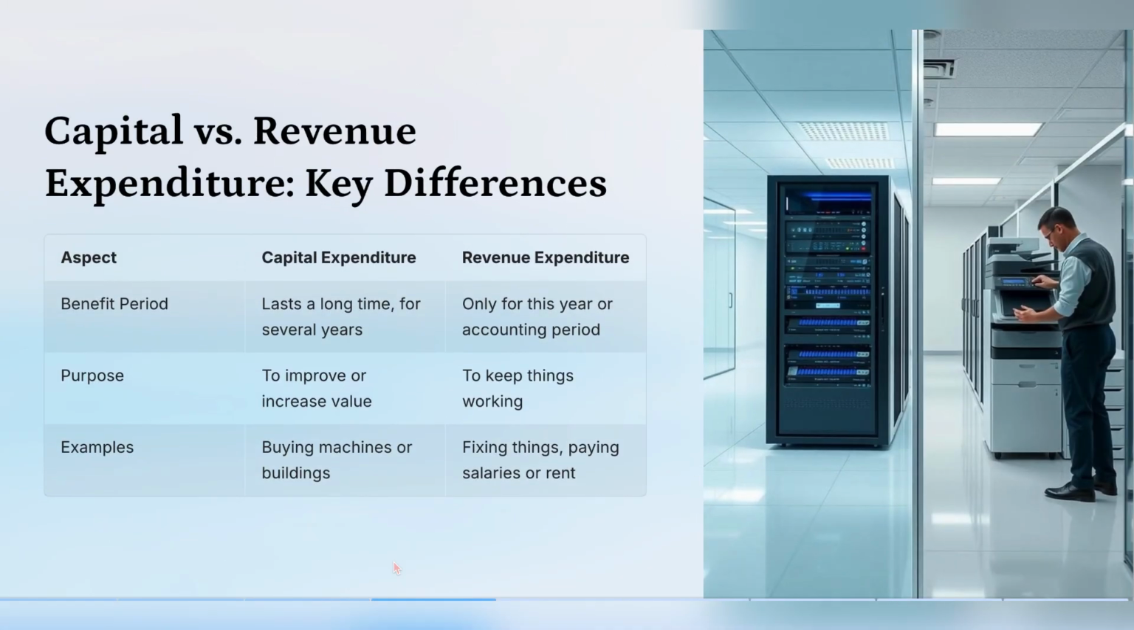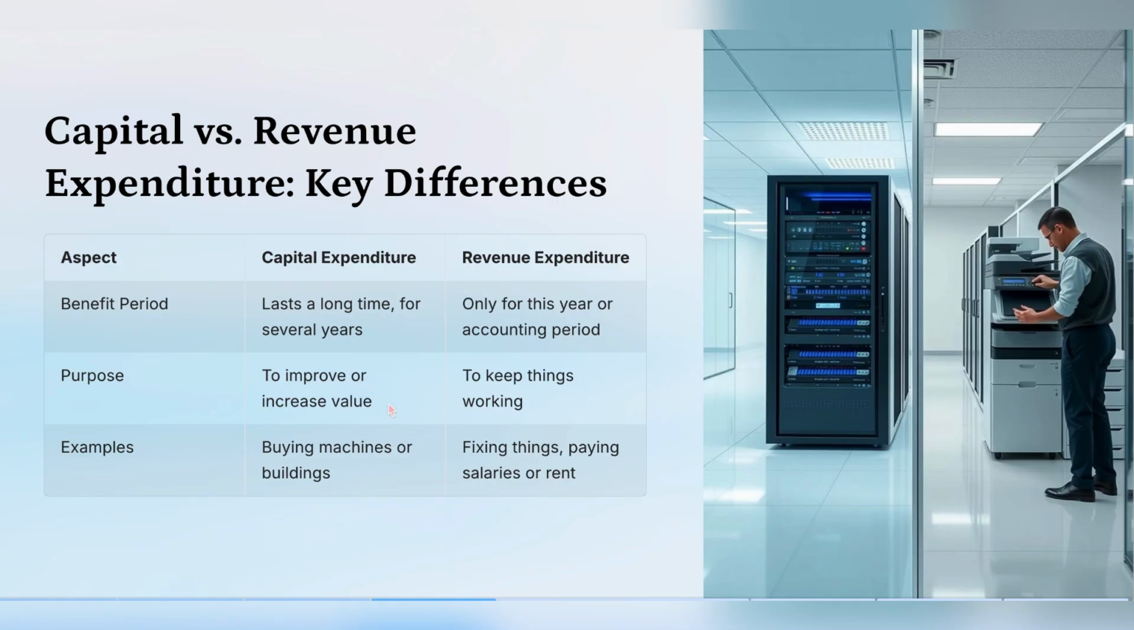Okay. Now coming to the capital versus revenue expenditure difference. What are the differences between capital and revenue expenditures? First one is benefit period. Capital expenditure lasts a long time, for several years. Revenue expenditure is only for this year or accounting period. So capital expenditures are expensed over a period of time, meaning we see long term benefits, and revenue expenditures are the day to day expenses which are expensed off in one accounting period. It is short term. Basically, capital expenditure is long term and revenue expenditure is short term.